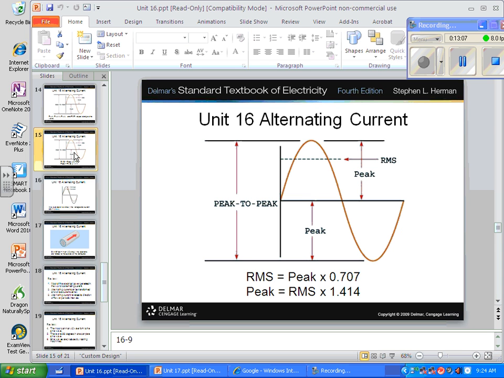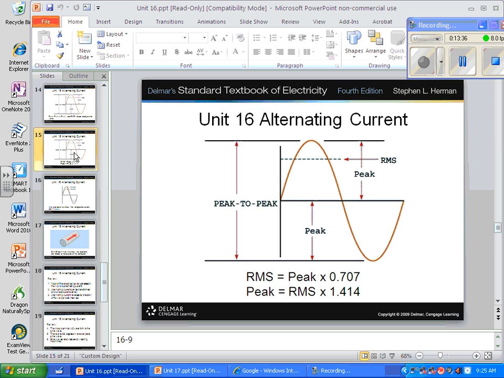Now, I want you to look down here and see this formula. RMS is equal to peak times 0.707. In other words, at 45 degrees, we're going to get RMS. And that's what we're going to consider that whole alternation as 120 volts of RMS power. Root mean square. It's an average.